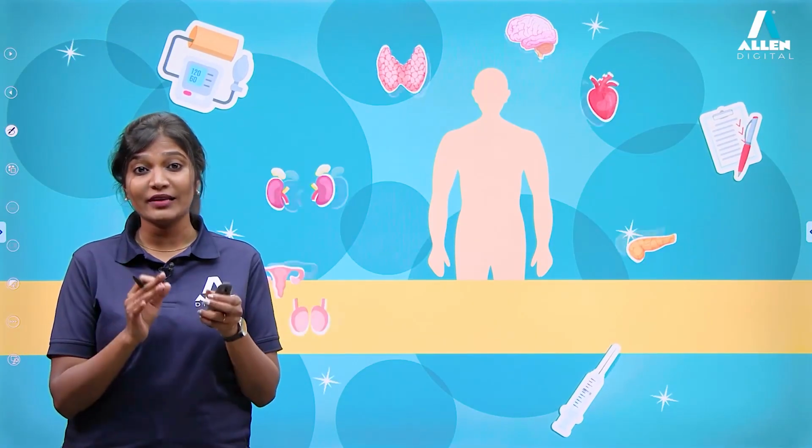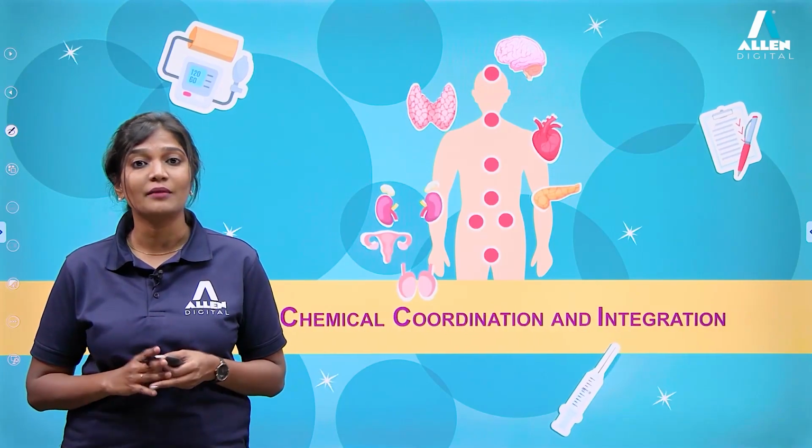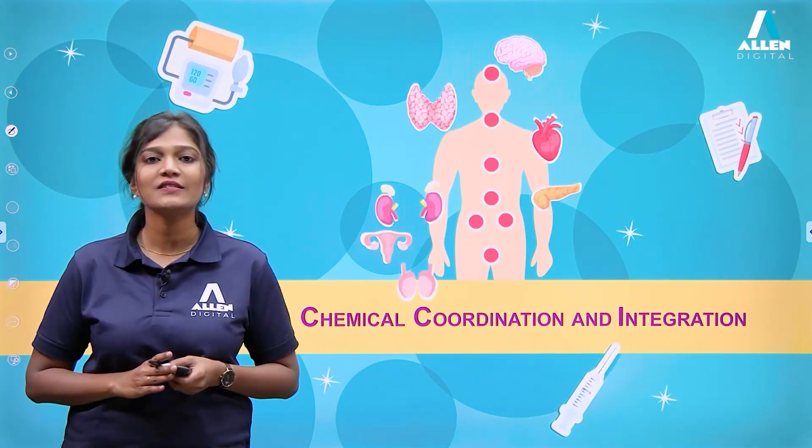Metabolic rate is regulated by the largest endocrine gland present in our body. Yes, it is the thyroid gland.